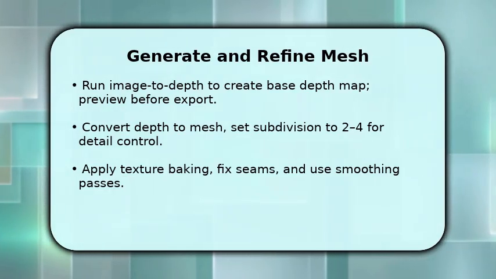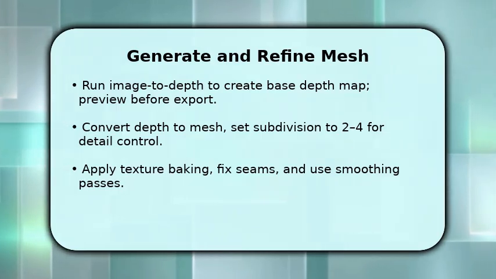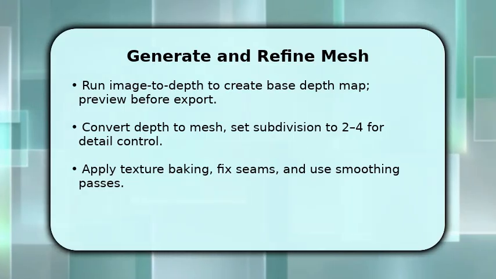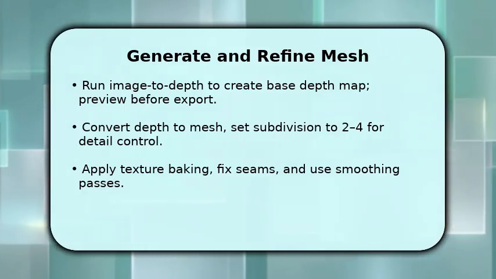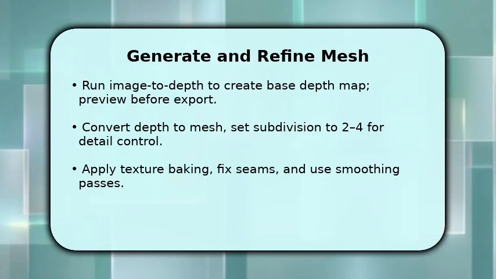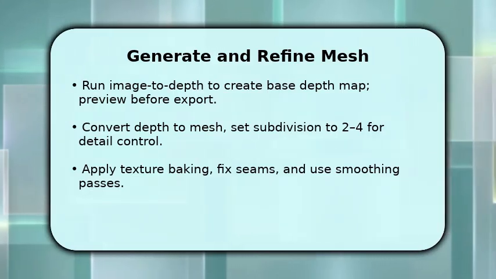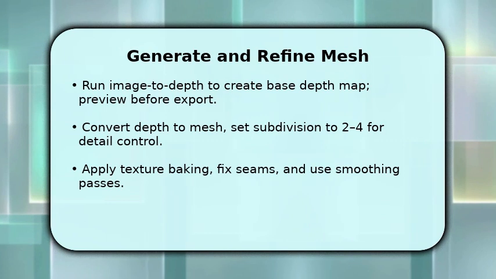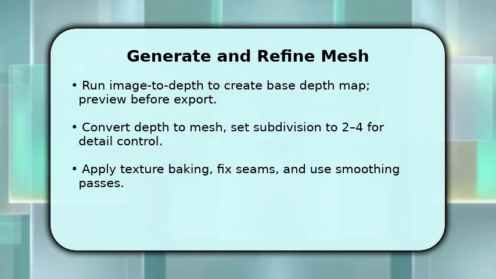Once satisfied, convert the depth map to a mesh and set subdivisions between 2 and 4 to balance detail with performance. After conversion, bake the texture onto the mesh, repair seams with the Seam Fix tool, and perform 1 or 2 smoothing passes to remove blockiness. These steps ensure your 3D output is clean and texture aligned.